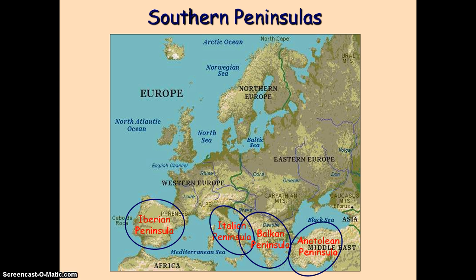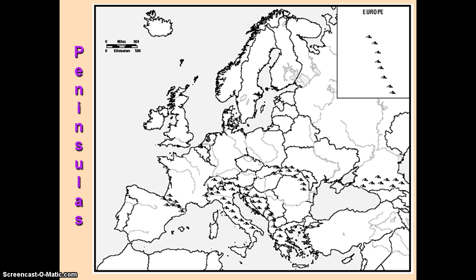We're not going to label the Anatolian Peninsula. We'll do that when we get to Asia. That's where Turkey is. Crimean Peninsula, we're also not going to label. Okay, so here they are again in case you missed them. Scandinavian, the Jutland Peninsula, the Iberian Peninsula, the Italian Peninsula, the Balkan Peninsula, and those are all that we label.